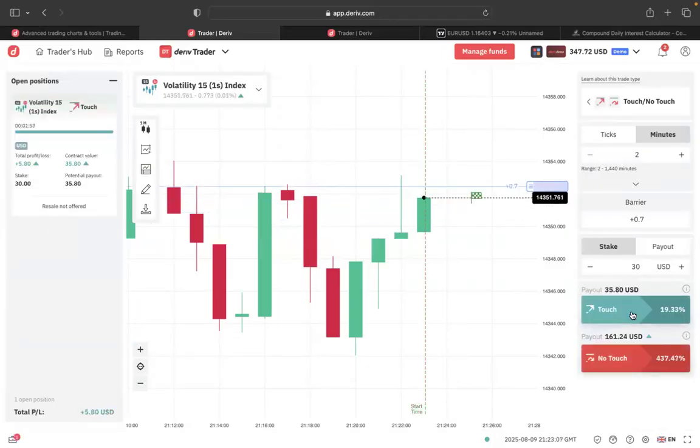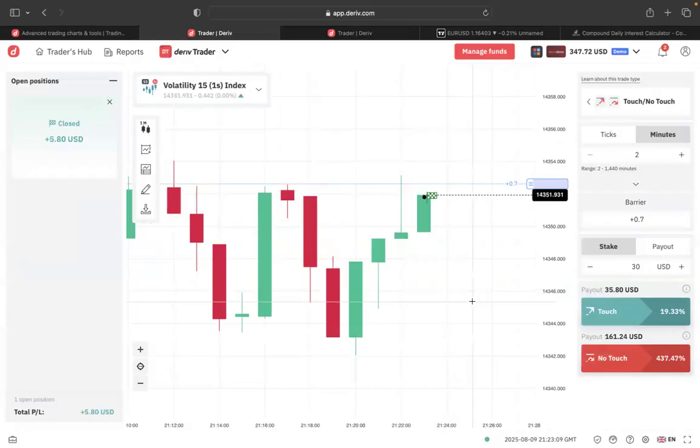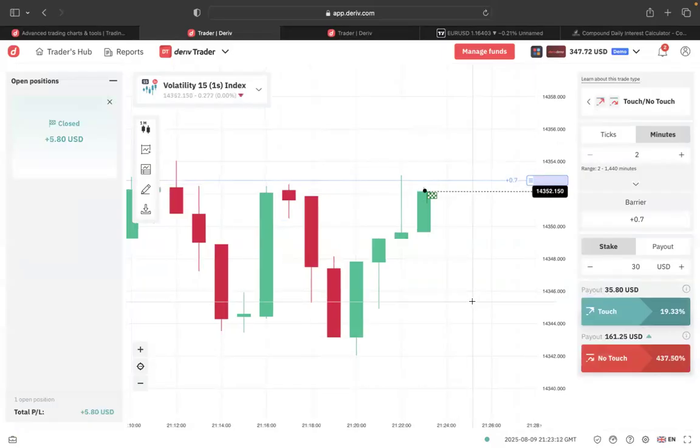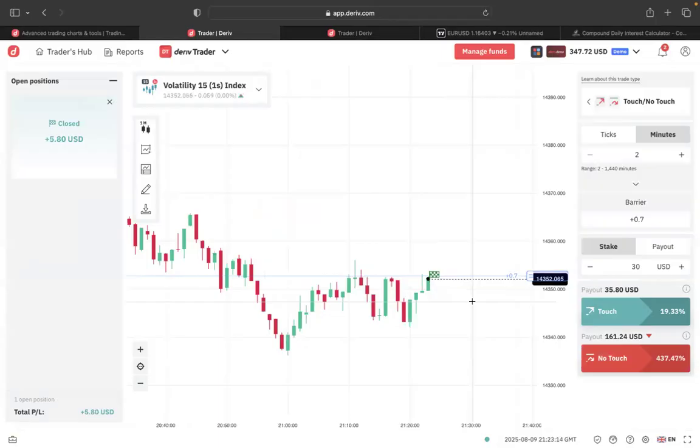It's as simple as that, and we won the trade. Look at how simple this is. We've not even lost one trade because we follow simple market structure.